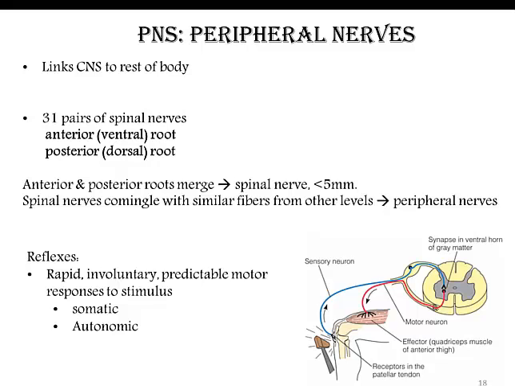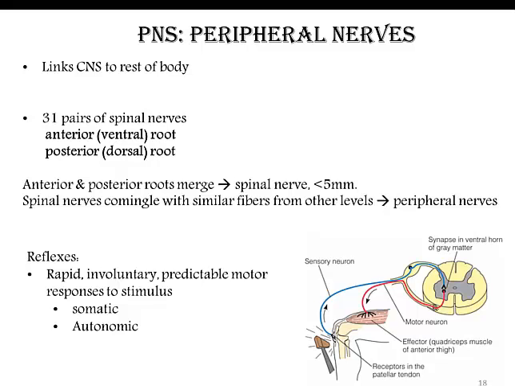There are 31 pairs of spinal nerves attaching to the spinal cord, each having an anterior ventral root, which is motor, and a posterior dorsal root, which is sensory. Damage to the posterior spinal roots, such as after a motorcycle accident, can lead to a loss of sensation to fine touch. It would be difficult for the person to distinguish between dull or sharp sensations. Anterior and posterior roots merge to form a short spinal nerve, which is less than 5 millimeters, and spinal nerve fibers commingle with similar fibers from other levels to form peripheral nerves.